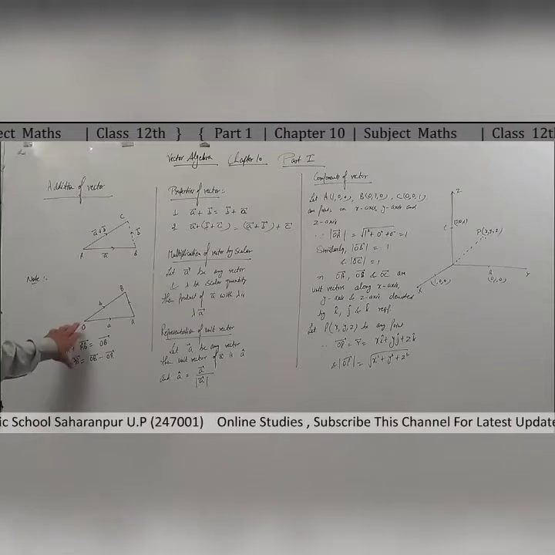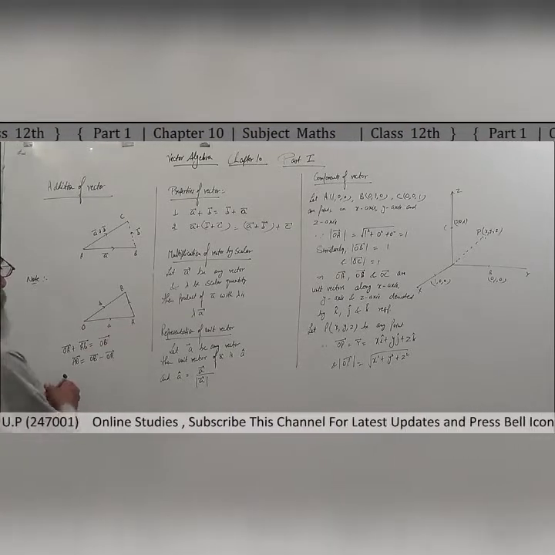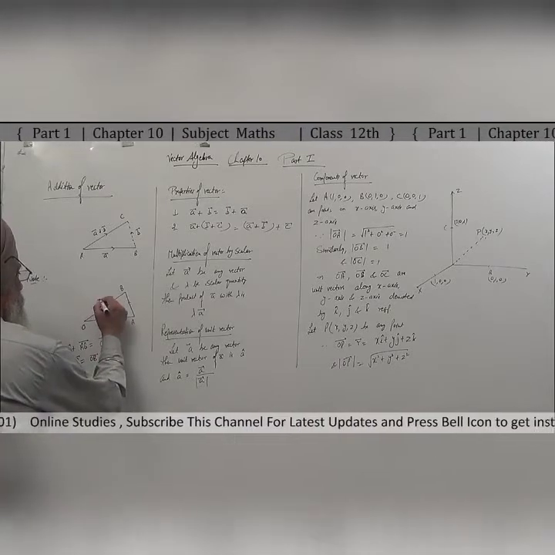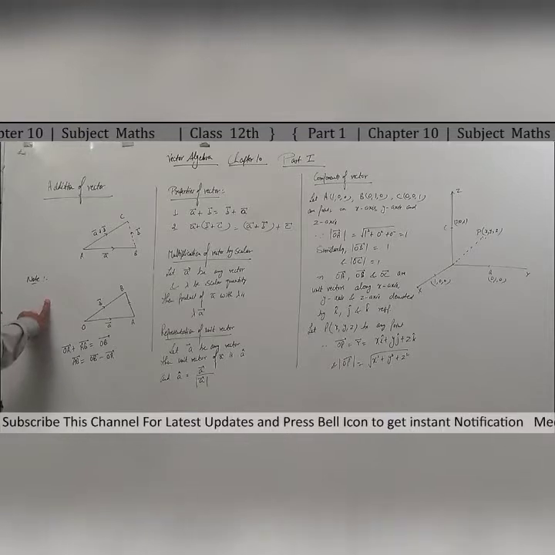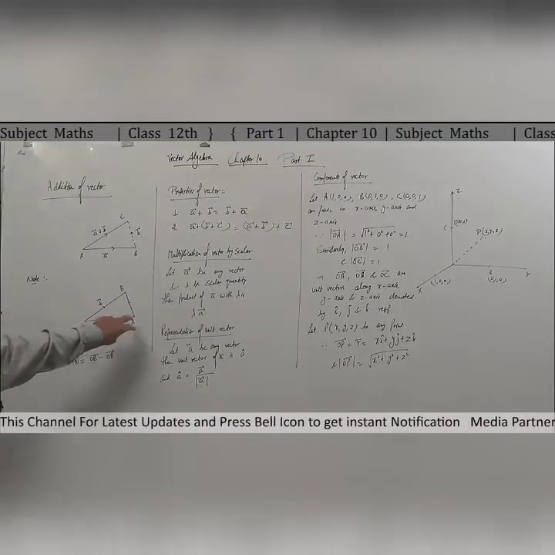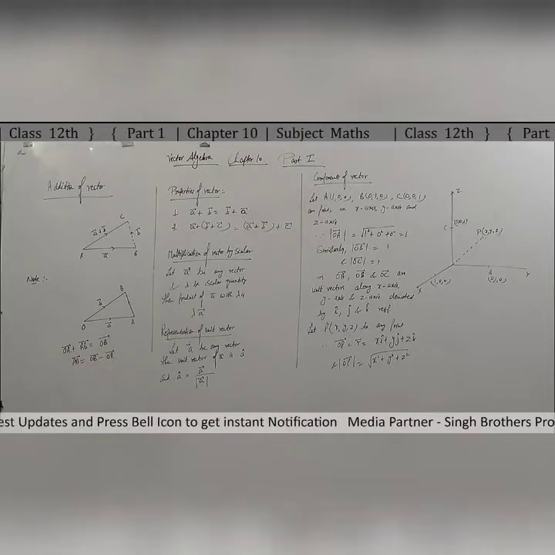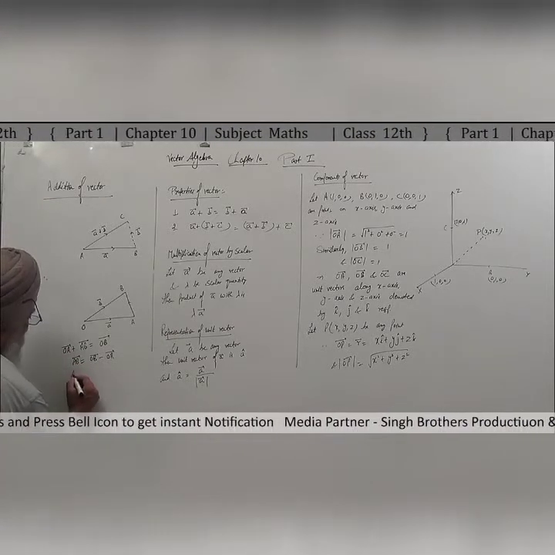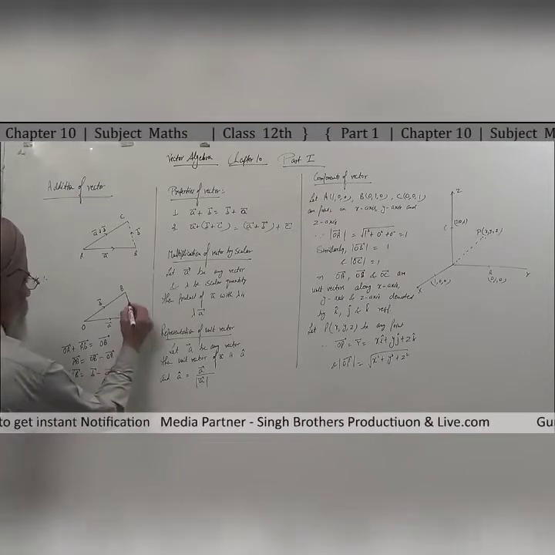Or you can represent it as OA with the position vector A, OB with the position vector B. Then AB is given by... Now by the triangle law, or by addition of the vectors, OA plus AB must be equal to OB, or you can write AB is equal to OB minus OA, or you can say this AB is represented by B minus A, this one.